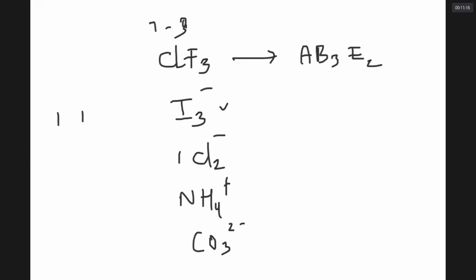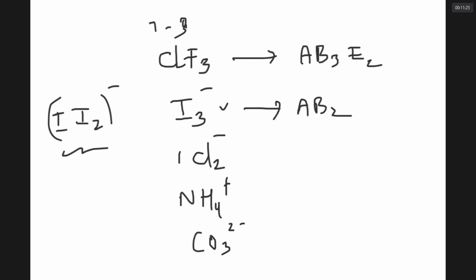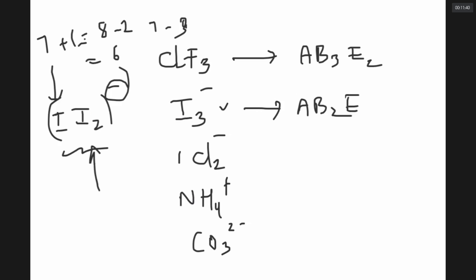I3 minus looks like I2 minus, then it is looking like AB2. Iodine has 7 electrons. The extra minus charge indicates 1 extra electron, so 8. Out of 8, 2 are used by the 2 iodines. So how many are left? 6. Means AB2E3. Can you classify ICl2 minus? AB2E3.